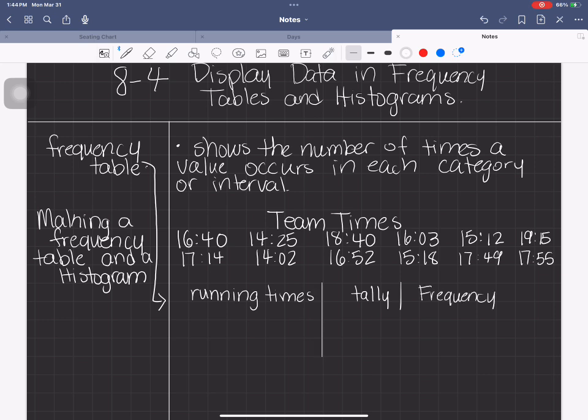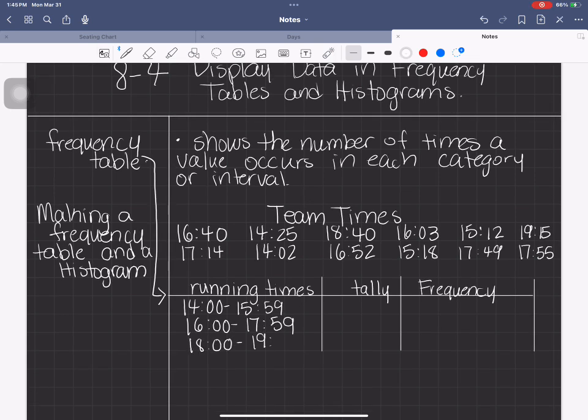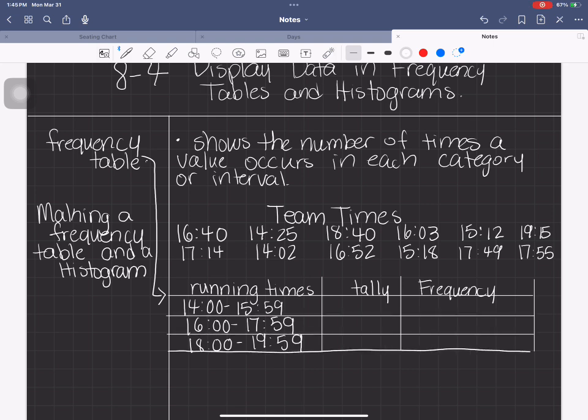So we're going to take this data and we're going to turn it into a frequency table. So we're going to have our running times, our tally marks, and the frequency. Now, my running times are going to be written between a specific amount of time. So my first time set is going to be 14 minutes to 15 minutes 59 seconds, 16 minutes to 17:59, 18 to 19:59. Now I'm going to go ahead and count how many is in each section. So for 14 minutes to 15:59, I have 1, 2, 3, 4. Yeah, 4. So I'm going to tally up 4.